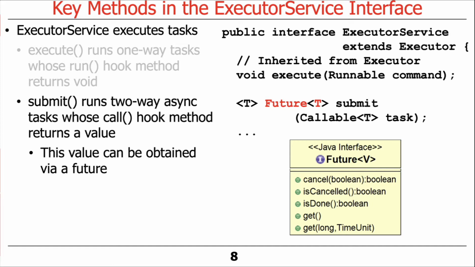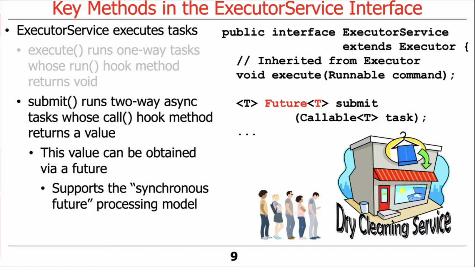Now, what comes back from submit, unlike execute, which returns nothing at all because it's a one-way async call, is a Future, since submit is a two-way async call. That Future can then be used to control the lifecycle of the task that's running asynchronously. And this supports what we know as the synchronous future processing model. The way this works is you submit stuff to the executor service, and typically you submit a bunch of tasks that are running asynchronously.